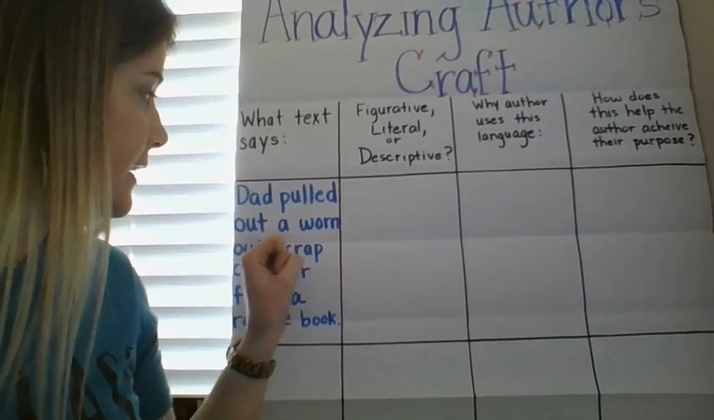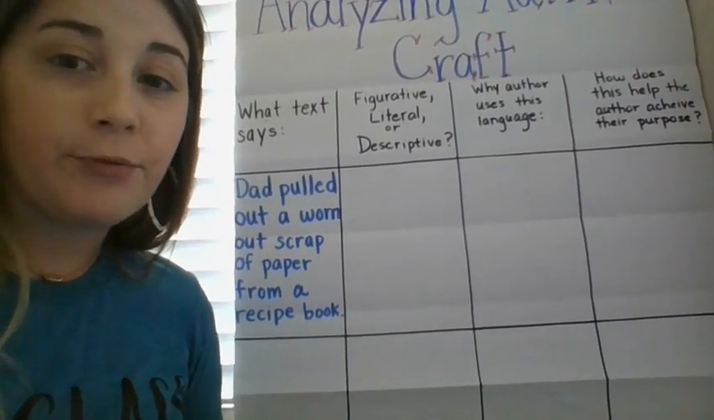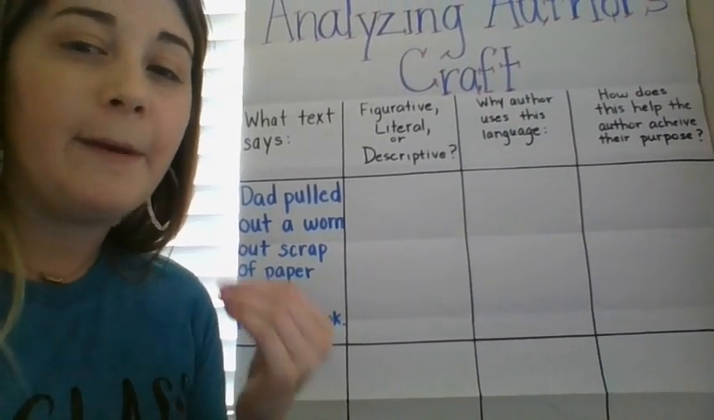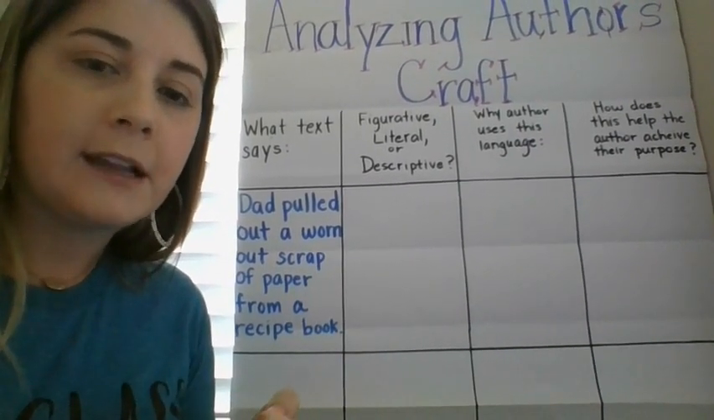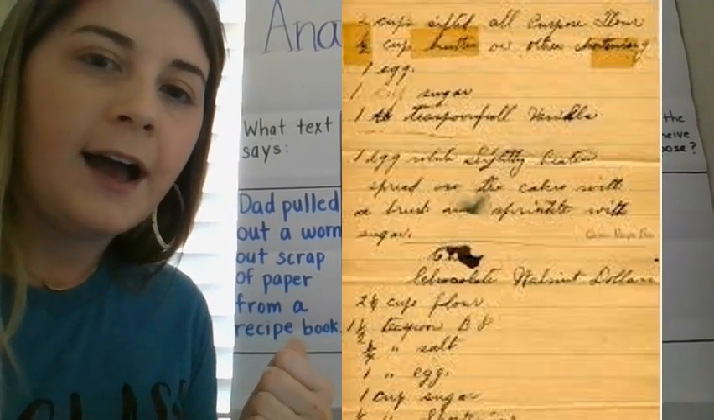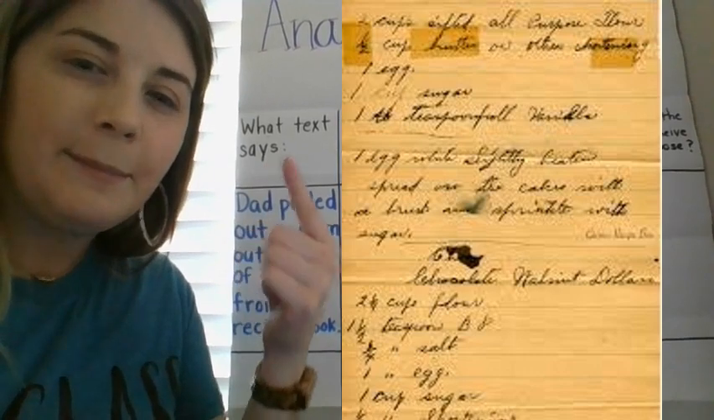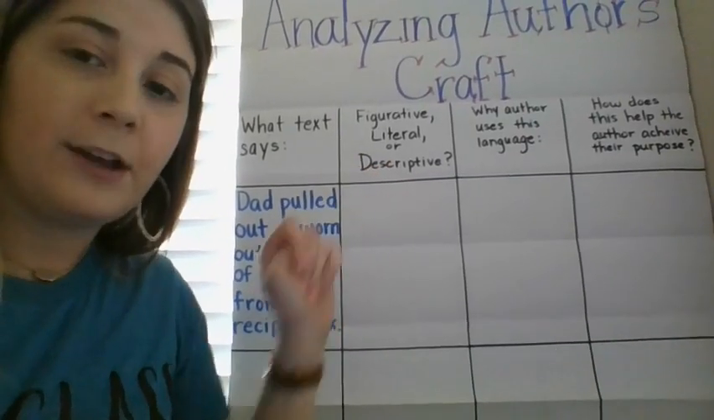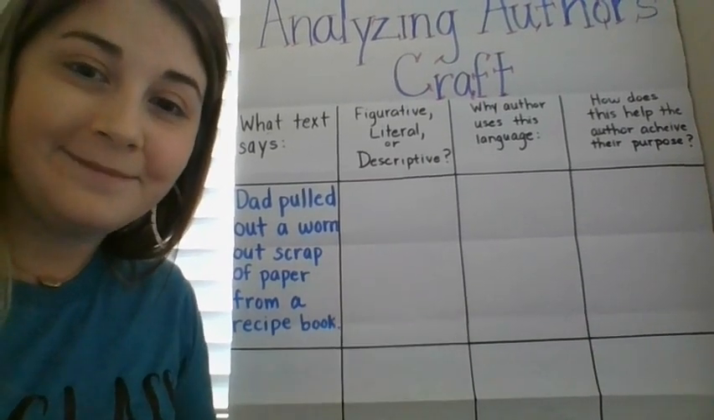The author says it is a worn out scrap of paper. Worn out means really old, so I have a better picture in my head now of what the author means by worn out paper. I can see that in my head. So that is like imagery and that is like descriptive language. So I'm going to add that here. I'm going to write descriptive.